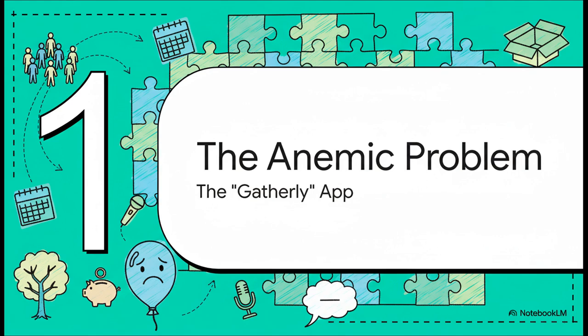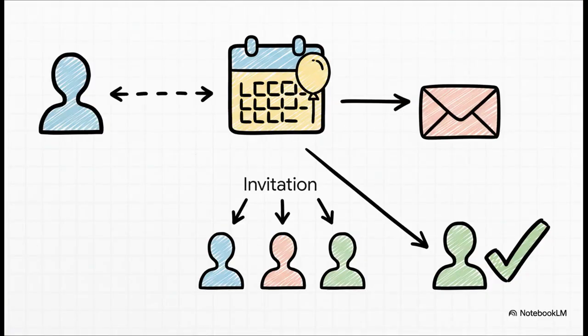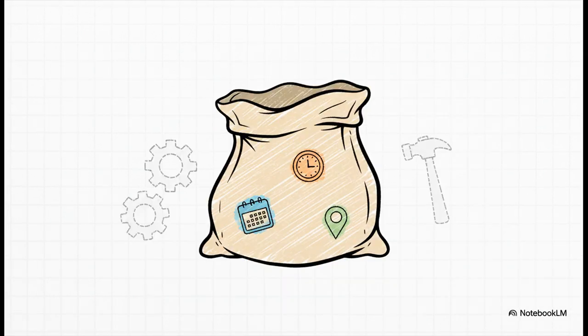I want you to meet our patient. It's a simple little event management app called Gatherly. And this is going to be our before picture, a perfect example of a classic anemic domain. So the concepts in this app, Gatherly, they're pretty straightforward. You've got a member, that's just a user. A member can create a gathering, an event. They can then send out an invitation for that gathering to other members. And once someone accepts, we track them as an attendee. Simple enough, right?